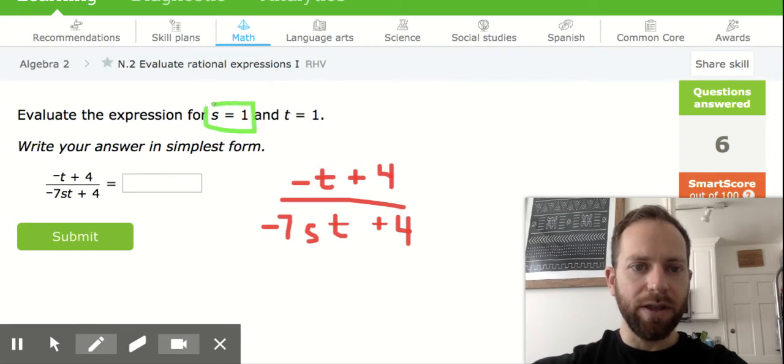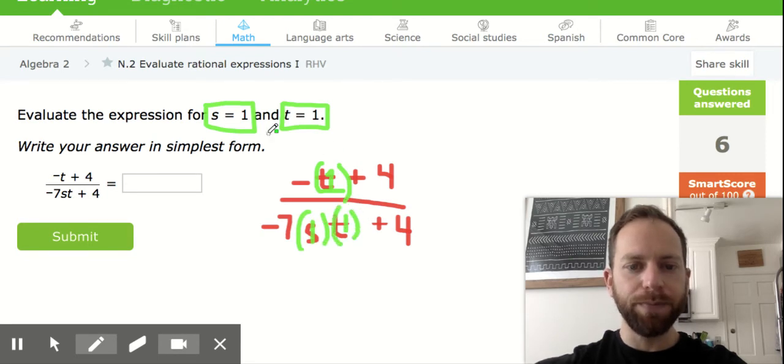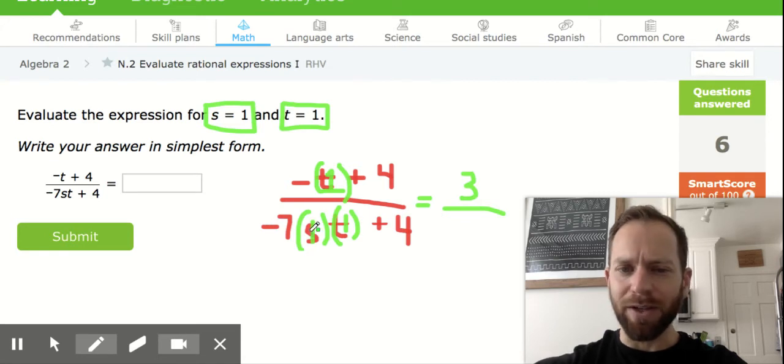Oh, and look at that. We're also substituting a positive 1 for t. So let's just go ahead and do it all at once. Wherever you see a t, let's put a positive 1, s, positive 1, and t, positive 1, since they're both positive 1. All right, so let's see. Negative 1 plus 4 would be a positive 3. And negative 7 times 1, that's still negative 7. Times 1, still negative 7.